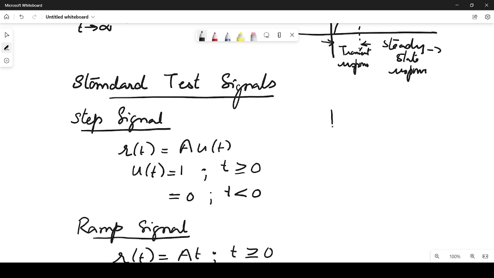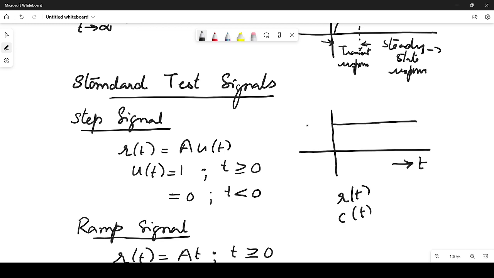The step signal is constant throughout the time. On the x-axis we have time. Generally, we represent input by R(t) and output by C(t). For a unit step function we represent it as u(t), and here R(t) is equal to A u(t), where A is the amplitude, the magnitude. If it is a unit step, then A is equal to 1.